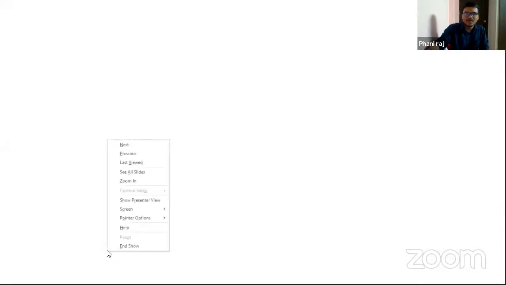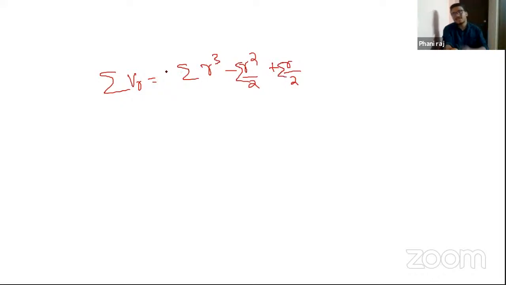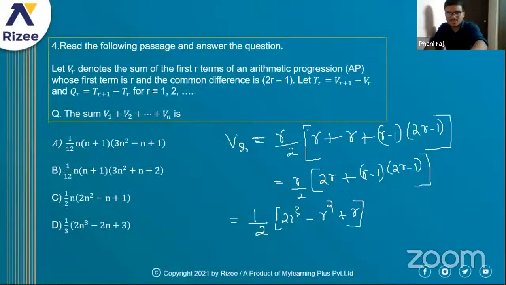Now what is summation of V_r? It is summation of r cube minus r square by 2 summation plus r by 2. You know the sum of the cubes of the first n natural numbers. Here r is running from 1, 2, and so on to n, correct? Look at the question.